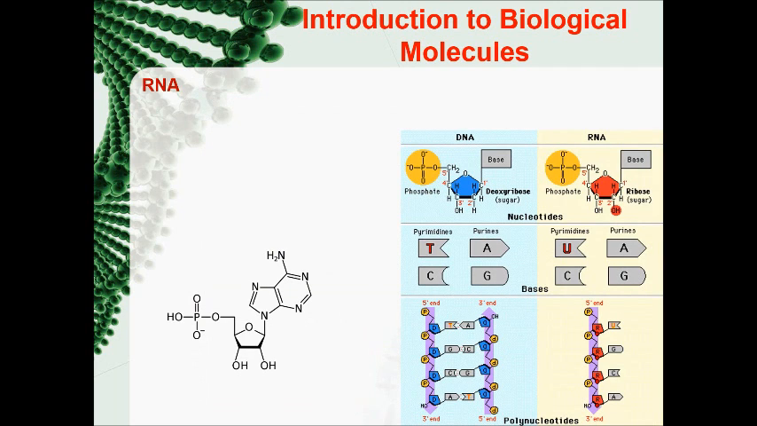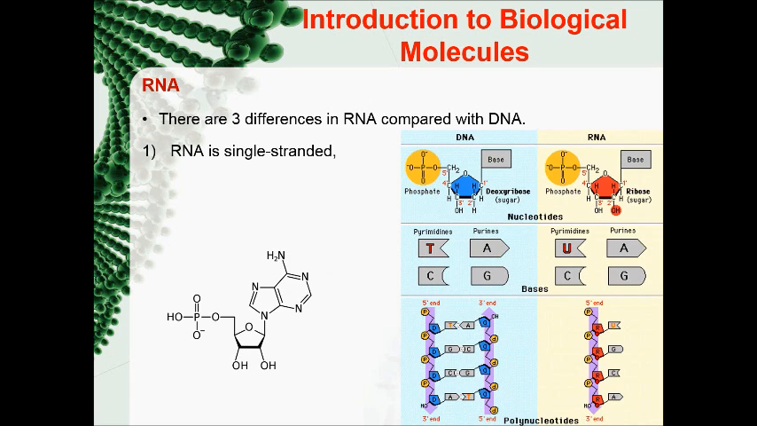RNA has a very similar structure to DNA. However, there are three major differences between RNA and DNA. RNA is single-stranded, and the sugar is ribose, so it has an oxygen on carbon 2'. And RNA contains uracil instead of thymine.